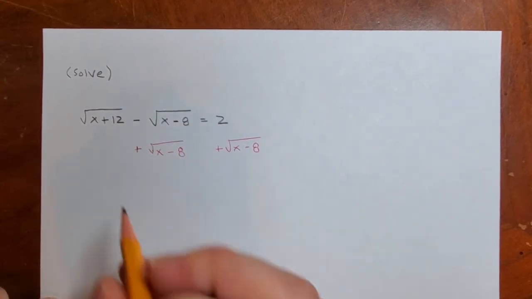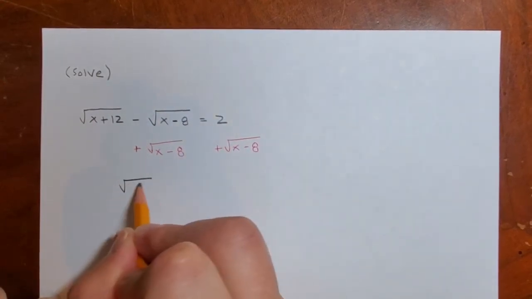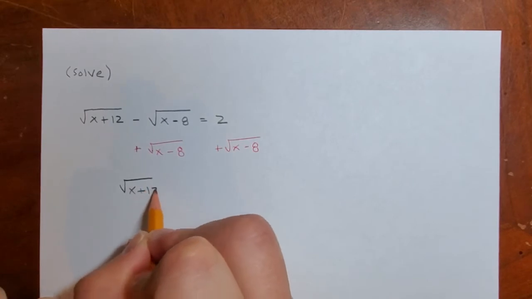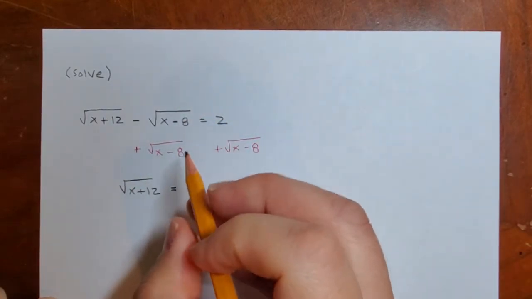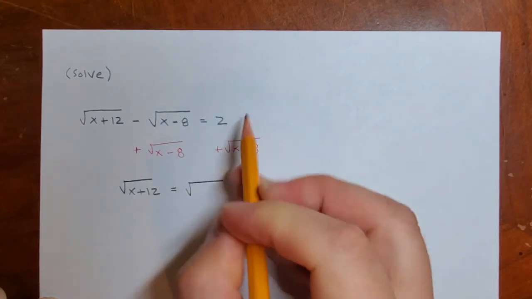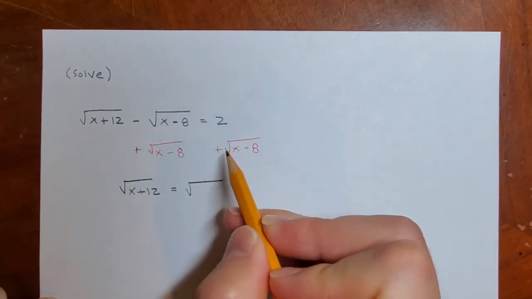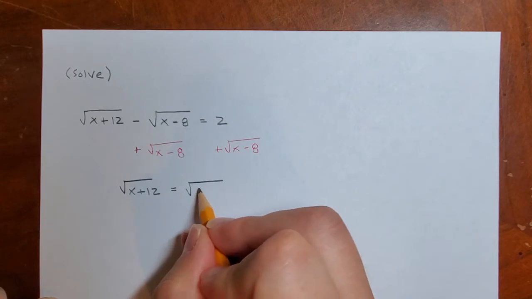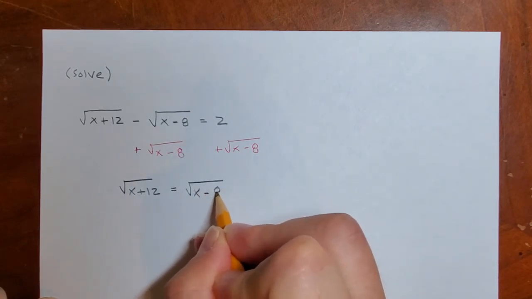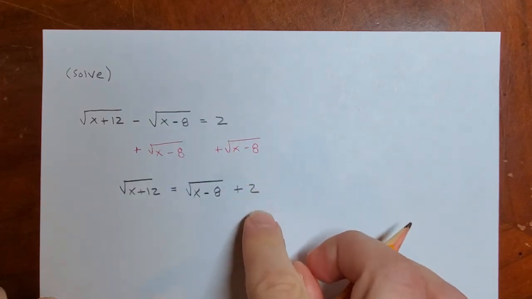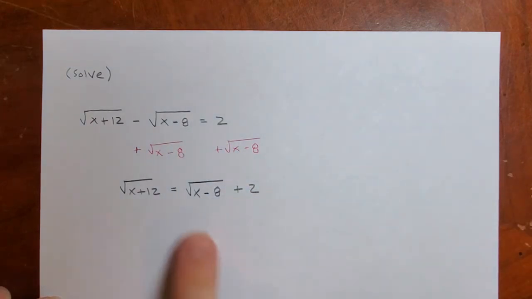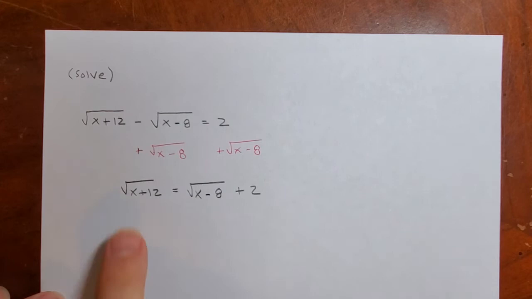And if I do that, then here's what I get. I get root x plus 12 all by itself on the left-hand side because these cancel. And then I can't really add 2 and root x minus 8, so I'll just have a root x minus 8, but then also a plus 2, right? Because that was positive, so plus. So I'll get here. Now I will square both sides, okay?